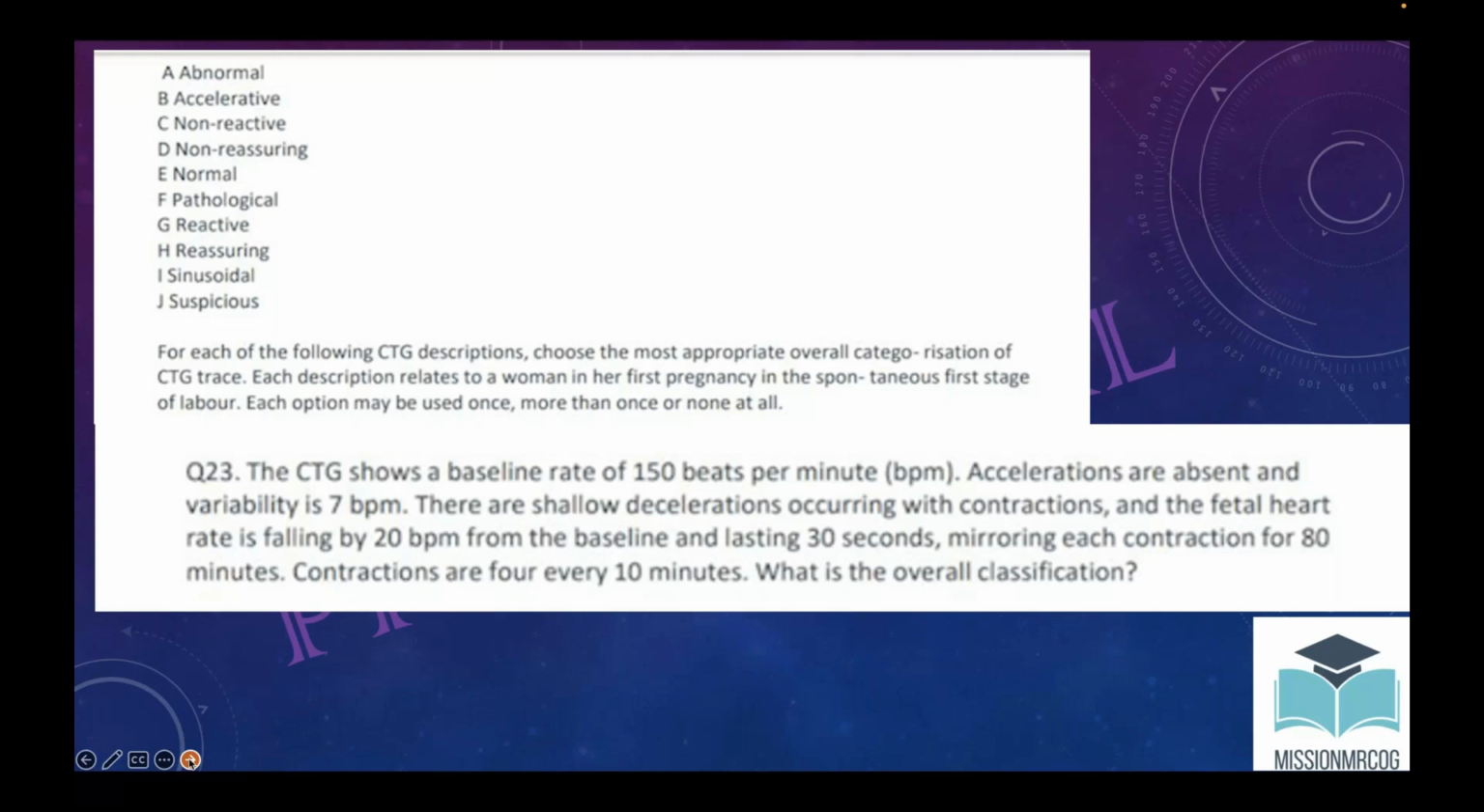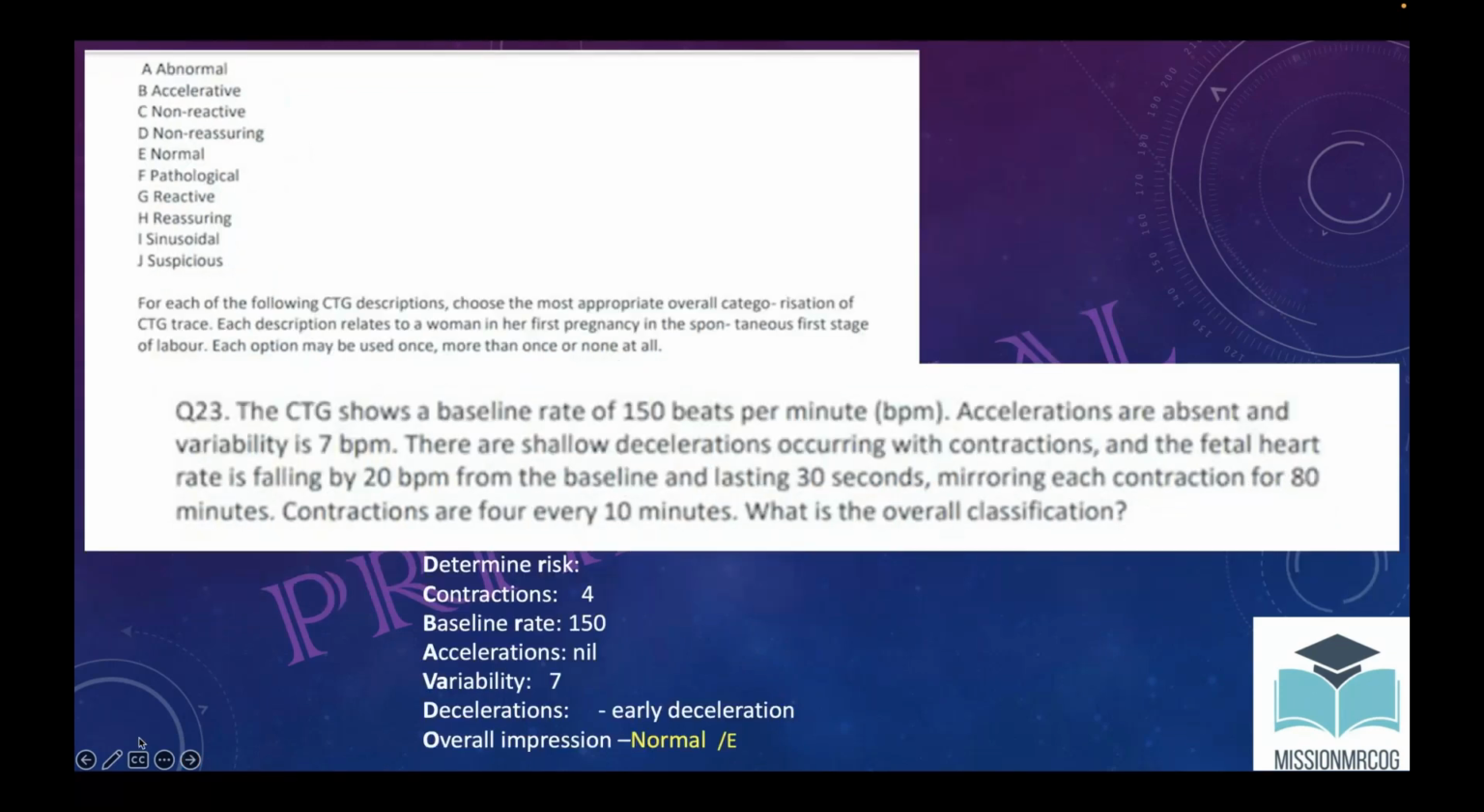Any trial? Normal, ma'am. Very good. So the contractions 4, baseline 150, no acceleration, variability 7, deceleration early, it is normal. So this question's answer has not changed between the previous guideline and the new guideline, the answer is same.